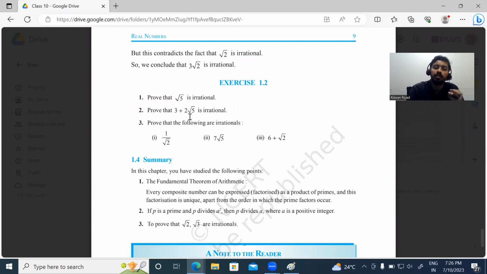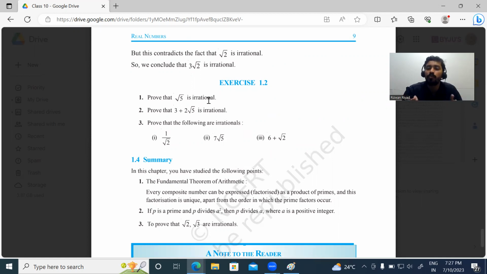So let's begin with the first one. Prove that root 5 is irrational. This one I will prove here. Above this, we have seen proving root 2 is irrational and root 3 is irrational. All methods are exactly the same. The only difference is that in the case of root 2 and root 3, you will find 2 and 3. Here you will find 5. All other steps are equal except these numbers.